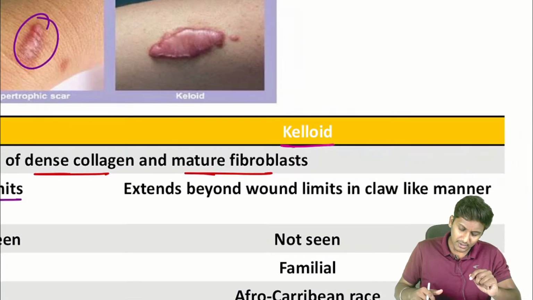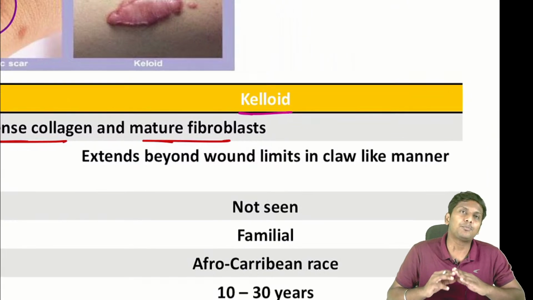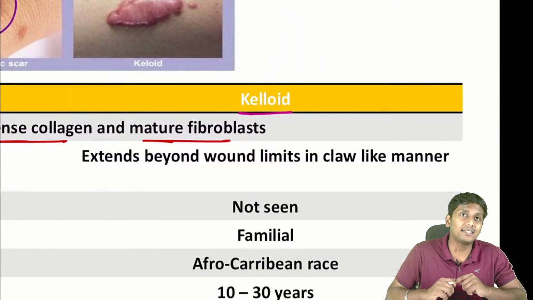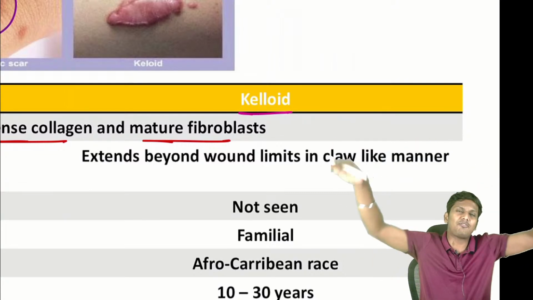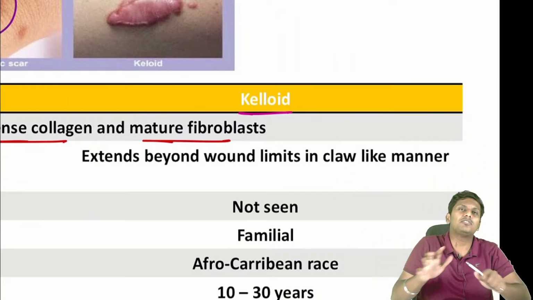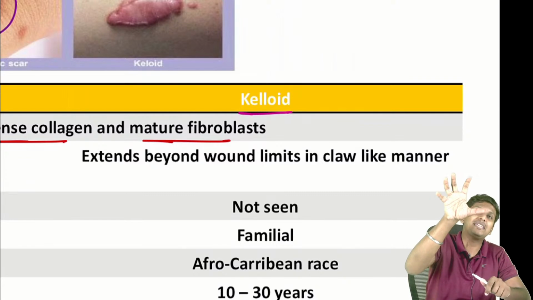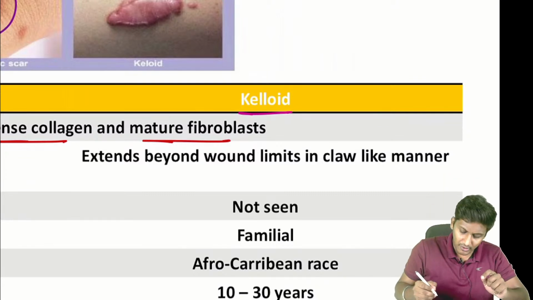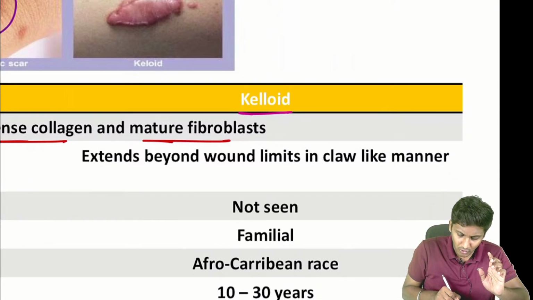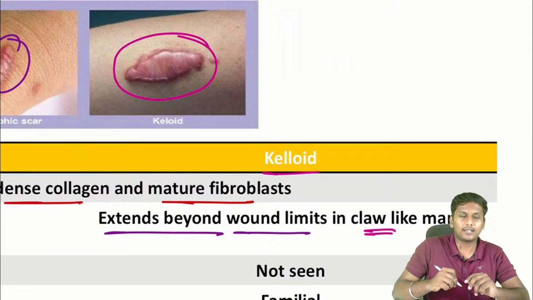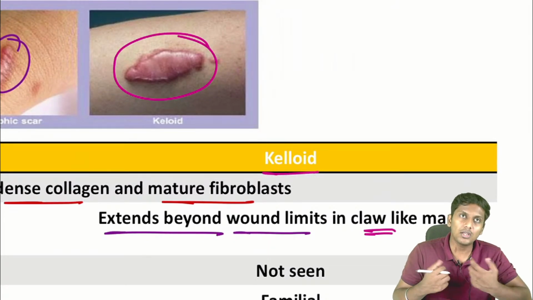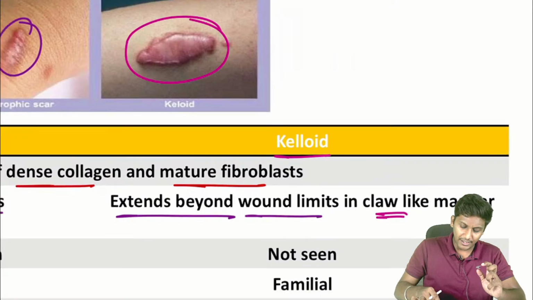Whereas the next one which is there, here there is excess deposition of collagen and fibroblast, but this time it is actually growing beyond the wound limit. Wound limit के बाहर जा रहा है, फालतू की extra growth हो रही है उसकी, and in which manner? In a claw-like manner, पंजे जैसे shape में हो रहा है वो, ठीक है? So you have to remember here it extends beyond the wound limits. Okay, it extends beyond the wound limits in a claw-like manner. No issues with this. This is what is called a keloid scar. Can you see over here? It is growing beyond the wound limits and that too in a claw-like manner.